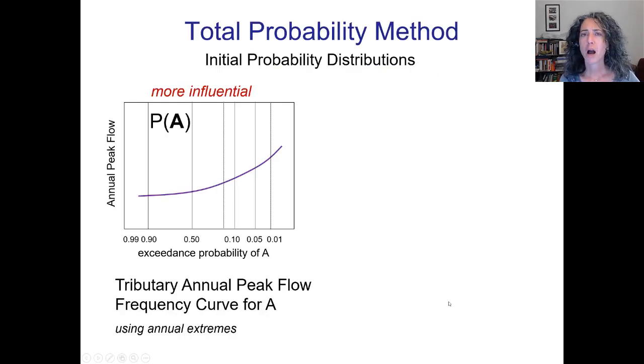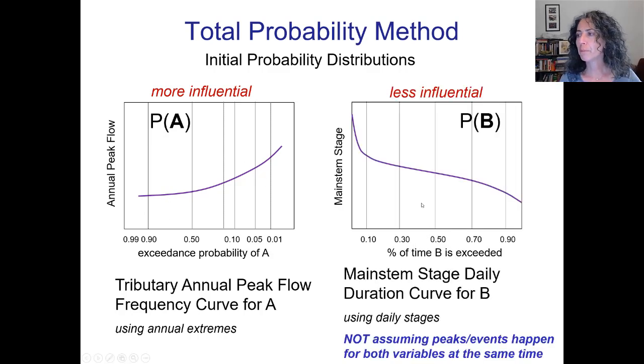So for variable A, we're going to be estimating an annual peak flow frequency curve. And for variable B, based on our daily stages, we're going to look at a daily stage duration curve for the main stem. Note, this is our case 3, where we're not necessarily assuming that a flood event happens on A and B at the same time. We're looking at a flood event on A and then the stage on any given day for variable B, which is why we're looking at this daily stage duration curve.